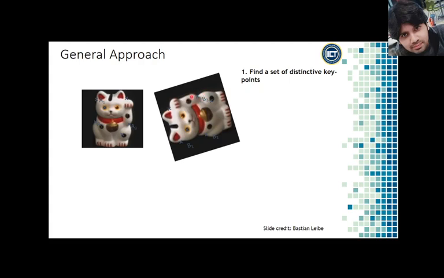In this case you may see that these are the corners, in the sense that the gradients are in all directions, not just one direction. So the gradients are in multiple directions, and these points can be considered distinctive key points to be extracted for image matching or for any other operation which we need to perform. The second step would be to define a region around each key point, so that we can extract the descriptors from that particular region.